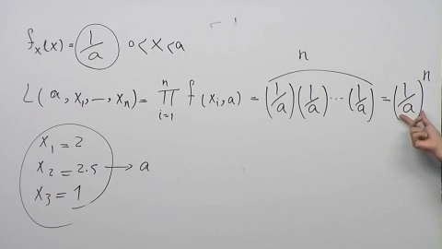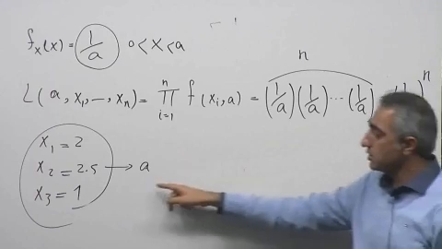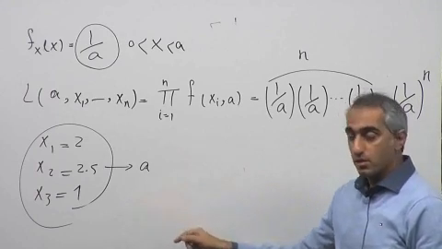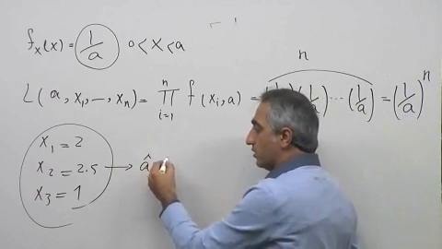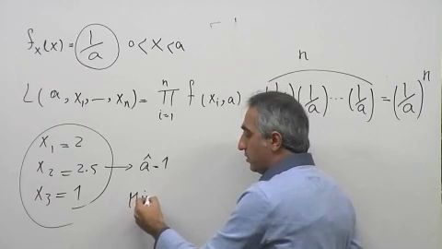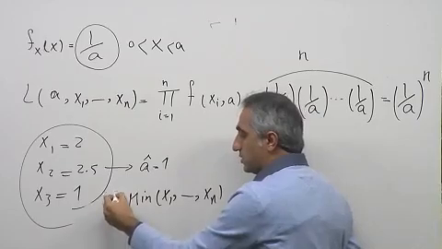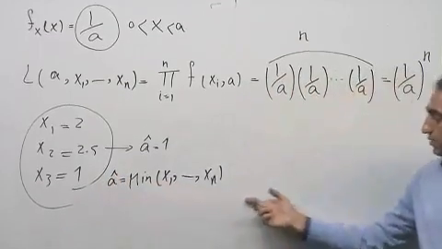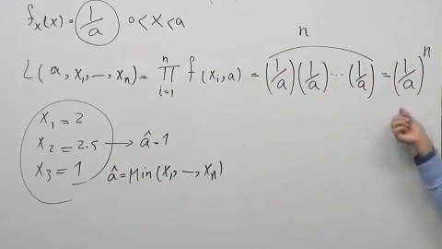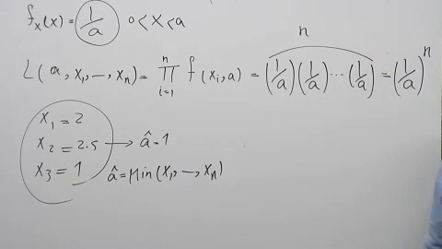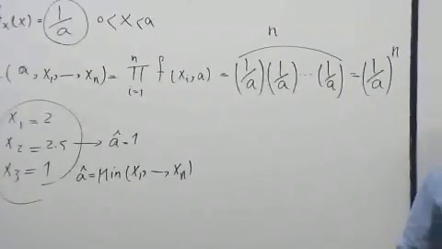The smaller value of A gives me the larger value of your likelihood function. So the smallest one is the best one. Okay? So what would you suggest here? It would be 1. Okay? So basically, the minimum of x1 up to xn is a good estimator for your A because it minimizes this likelihood function. Does it make sense so far? Is it clear?